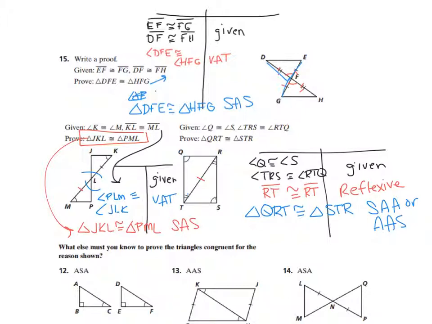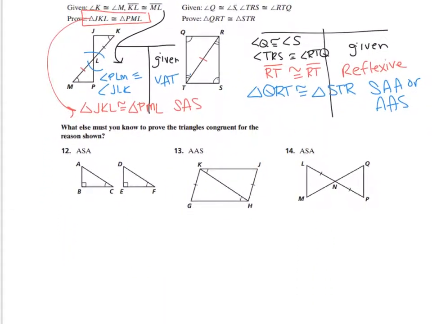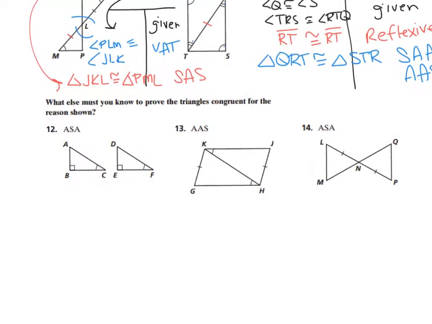Okay, and then down here, what else must you know to prove the triangles are congruent? So if we have angle, side, angle, we have two angles right here. Now the side needs to be between the two angles. So the side needs to be right here and right here. So we need to know that BC is congruent to EF. Then we can use angle, side, angle.